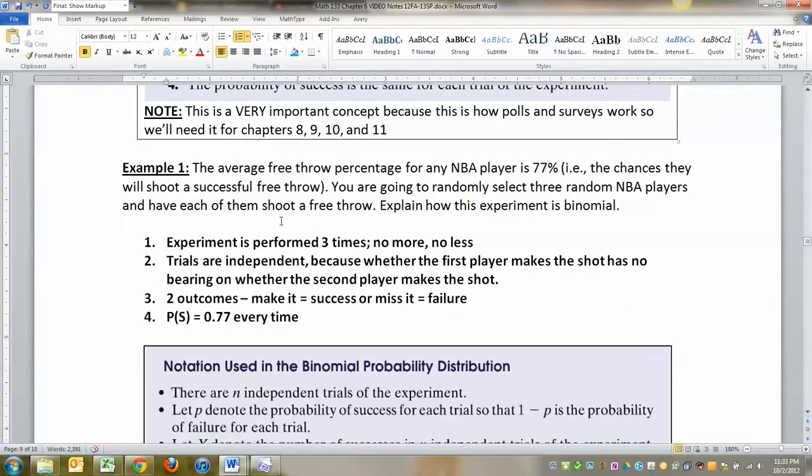All right, so that's a binomial experiment. It satisfies all the properties. So it's binomial because the experiment satisfies all 4 properties of a binomial experiment. And that's what I just showed.